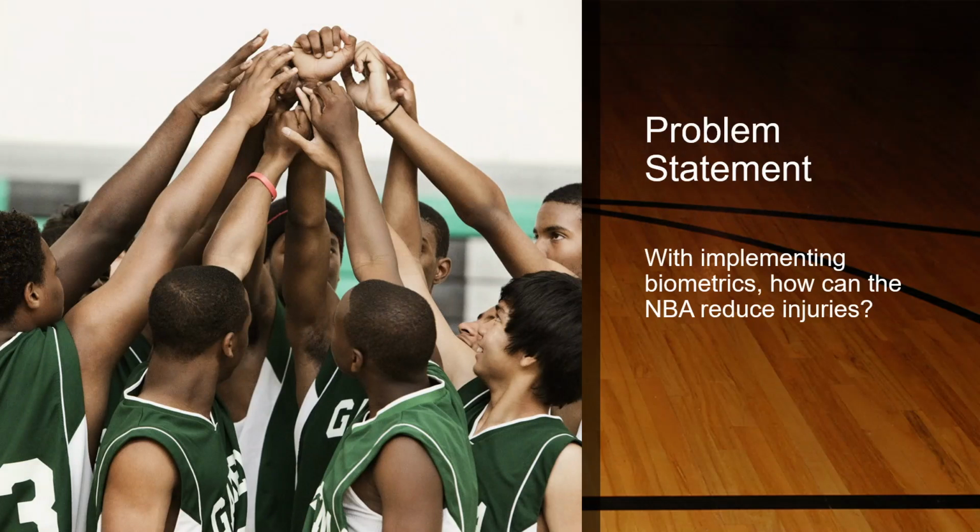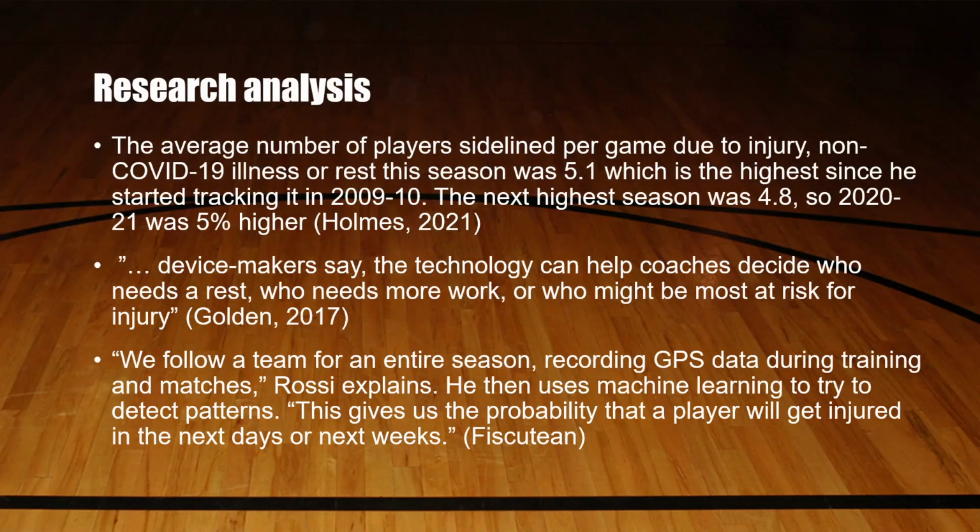So going into the problem statement, I'll be focusing on implementing biometrics. How can the NBA reduce injuries? Like I said, we want to keep these players on the court as much as possible. So how can they use biometrics to reduce that? I did research over a couple of articles that I found interesting that could actually help me with this idea. The first one was looking at the number of players sidelined per game due to injury.